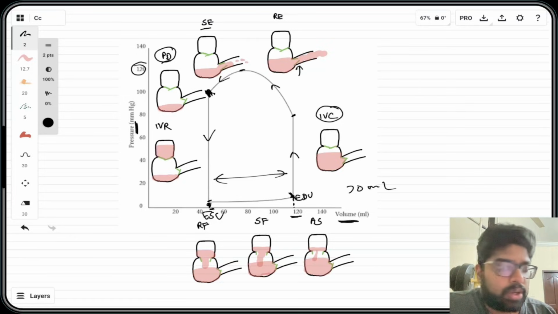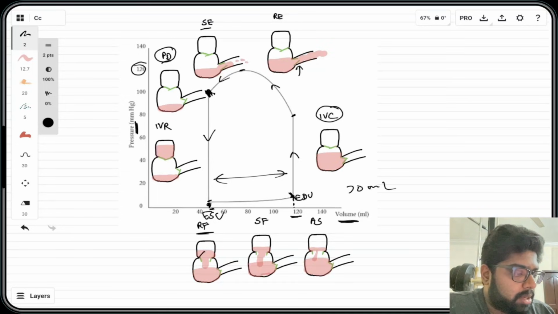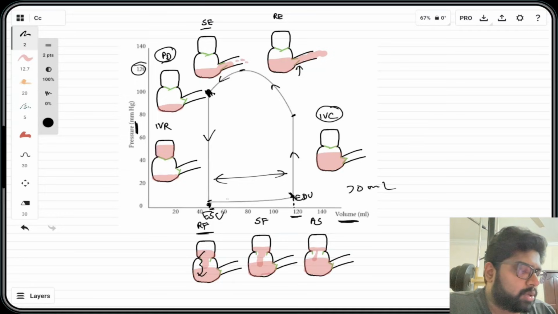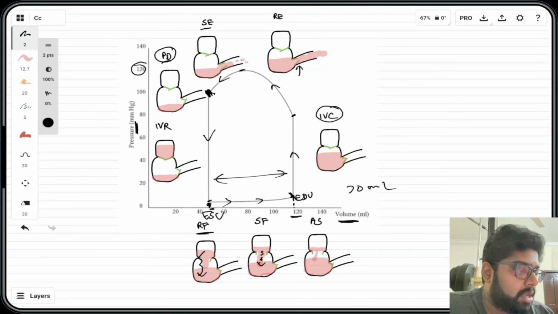Following that, you have got the rapid filling phase, where the mitral valve opens. The blood inside the atria is going to be entering into the ventricle. But in the initial phases, this is not going to result in much increase in pressure, so it's going to continue like that. Then you have got the slow filling phase. Again, there is going to be influx of blood from the atria into the ventricle through the open AV valves.